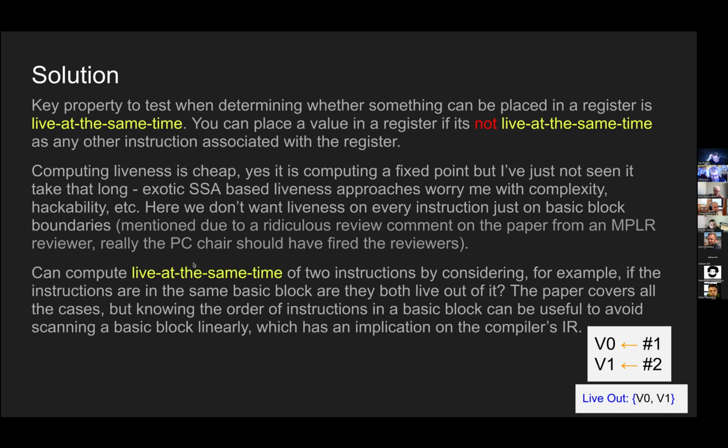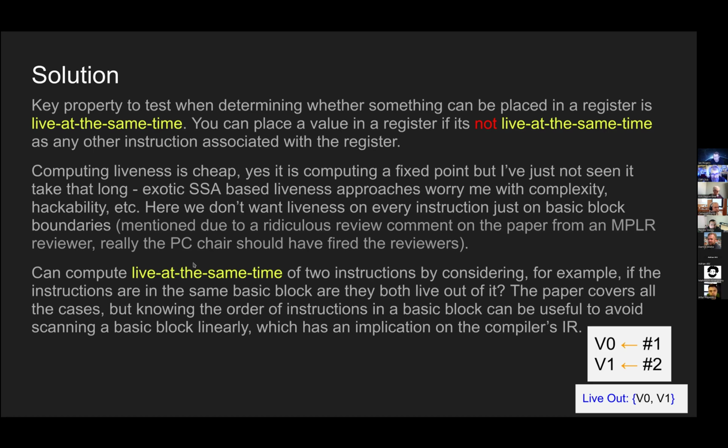So the key property that we have when we're trying to do register allocation is we want to work out, can I put this instruction in this register? And the question we're trying to ask is, well, I can put it in that register as long as nothing else that's going in that register is live at the same time as this value. So the graph, the intervals, none of that mattered. The thing that mattered was this live at the same time property. And I can put something into a register if it's not live at the same time as anything else that's going into that register.